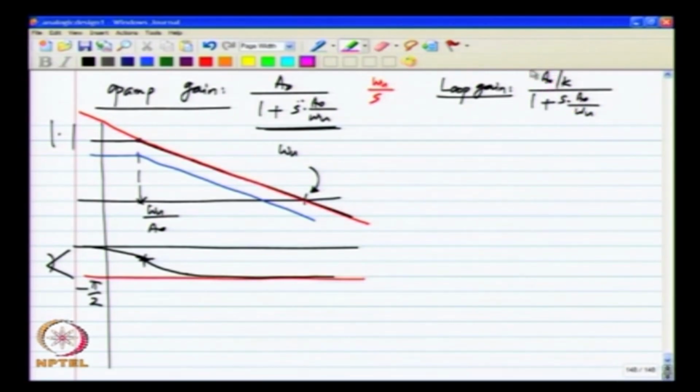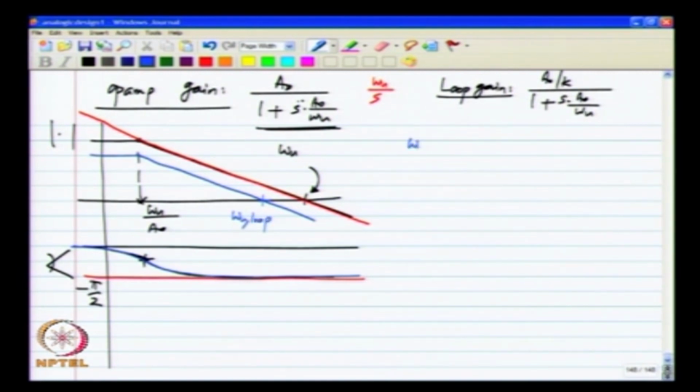And what happens to the phase? As you can see, nothing happens to the phase, because I have only divided the loop gain by a real number. So, nothing happens to the phase. The phase follows the same curve, and this is my unity loop gain frequency.